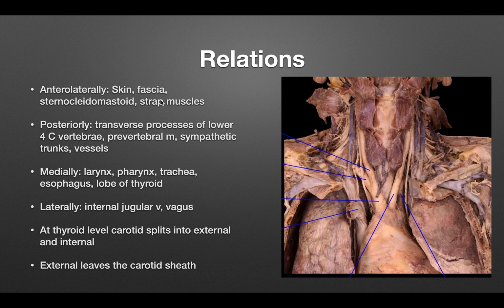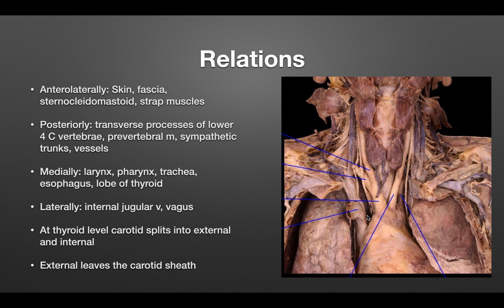So in the front, there's going to be the skin, the fascia, and the muscles. Posteriorly is going to be the nerves and the vertebra. Medially is going to be the larynx, pharynx, trachea. And then laterally, more importantly, are going to be your internal jugular vein, along with your vagus nerve.